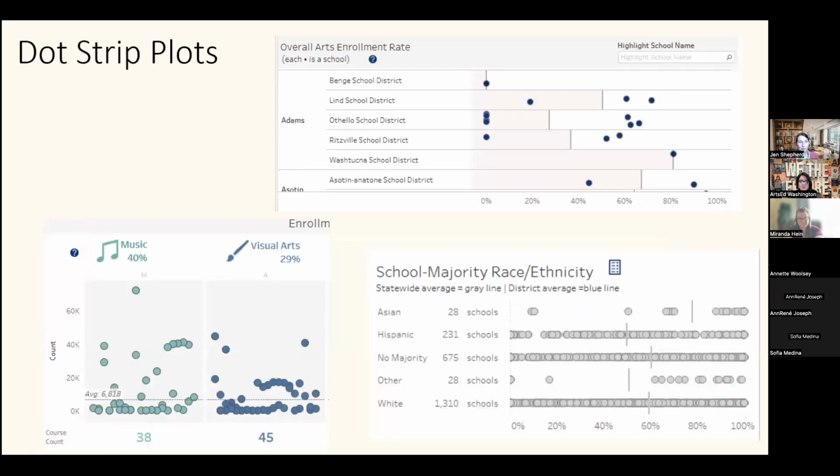A few more dot strip plots. You'll see these throughout the dashboards. I really like this type of data display. So we have them in several places. This is on the comparisons dashboard. This is on the district level dashboard.